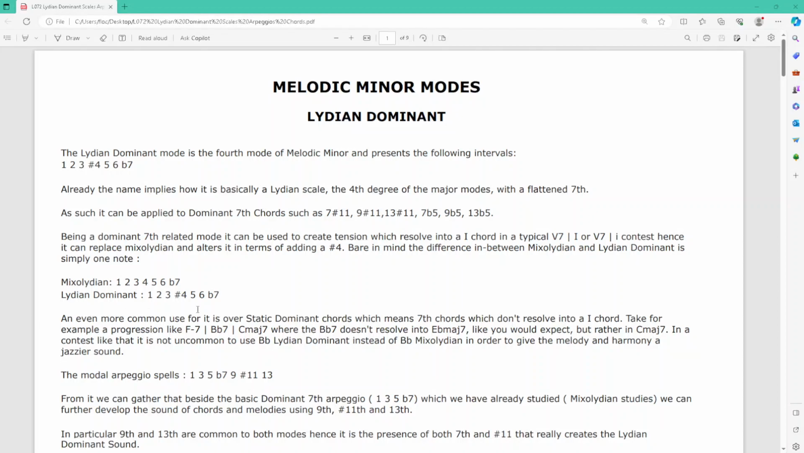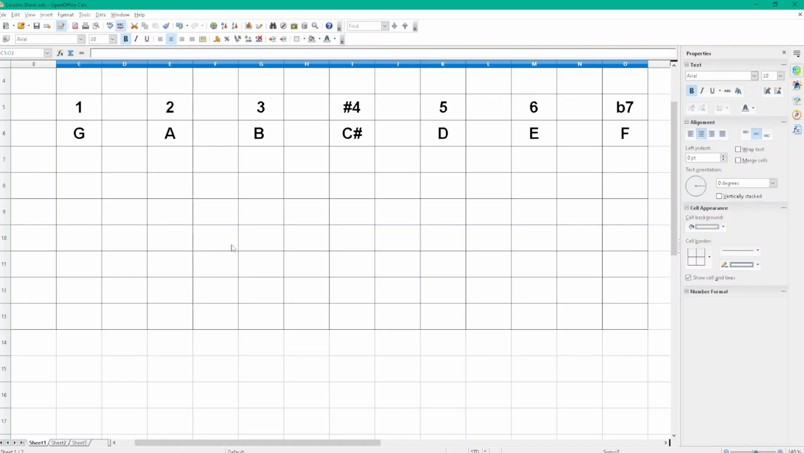That was something else. So, I hope it's clear so far where we're going with this. Let's look at further interesting things about it. Let's have a look at the modal arpeggio. So, for this, we can come back one second to this.